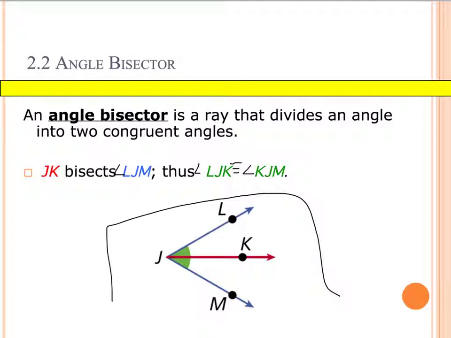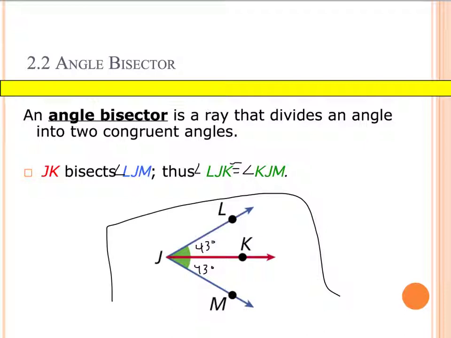That bisector is just like our segment bisectors. It just cuts it right in half. It divides it right into two perfect angles, meaning that if angle LJK is 43 degrees, then KJM is also going to be 43 degrees. Cuts it right in half.